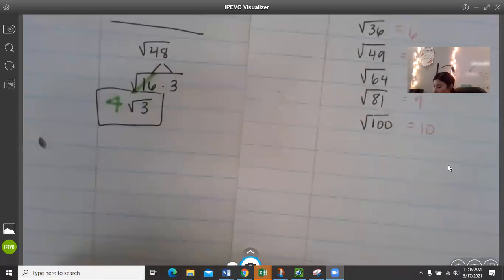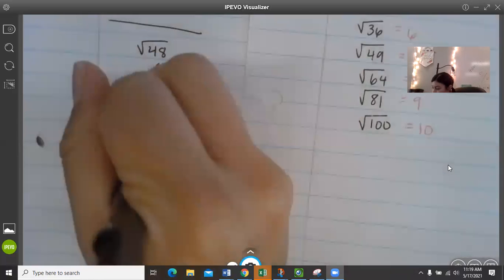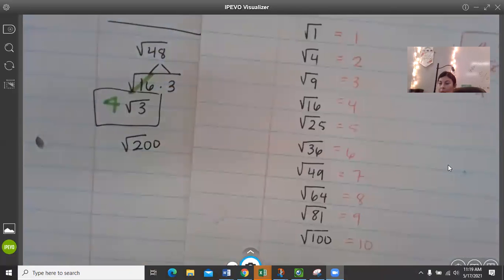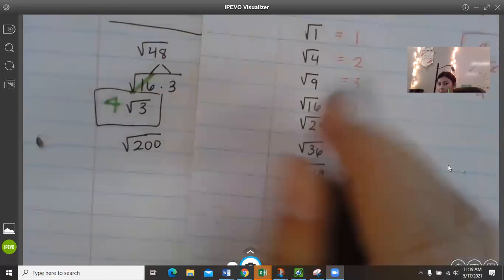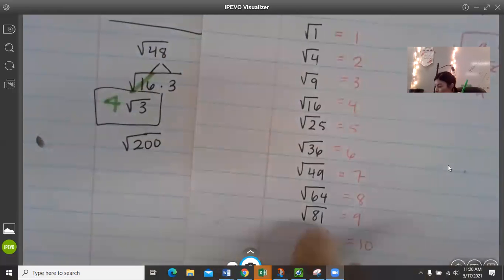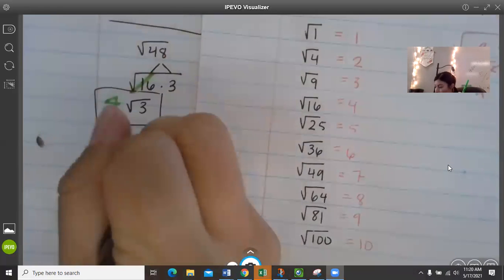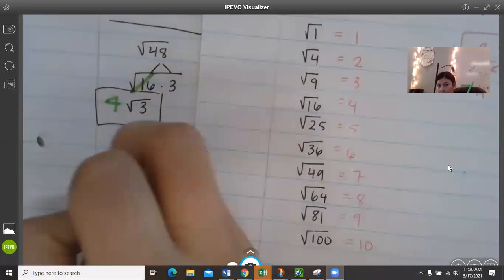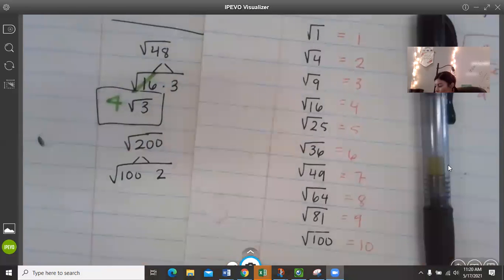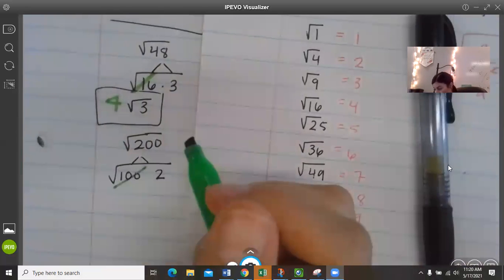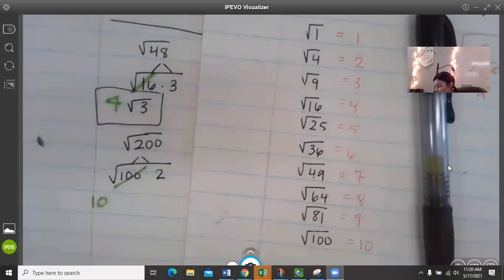What if you have 200? Okay, so which one on this list can I divide 200 by? I want to pick the biggest one because that's going to save me space. I can divide 200 by 100. So I'm going to simplify that because 200 divided by 100 is 2. So that's how I simplify that. Okay, so when I reduce the 100, what does it come out as? 10 or 100? 10. So my answer is 10 square root of 2.